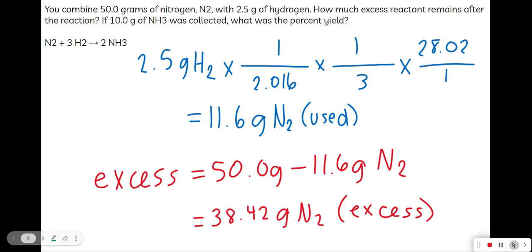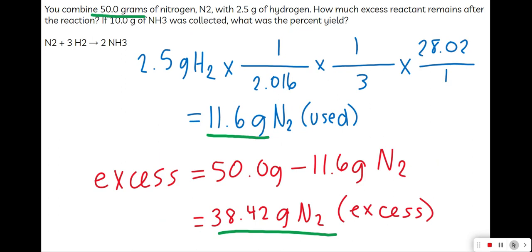Now we're going to start finding our excess. So we have our 50 grams of nitrogen, but 11.6 of those grams were used. So how many are left? Well, you do 50 minus 11.6 grams of nitrogen. So you get 38.4 grams of nitrogen. That is your excess.